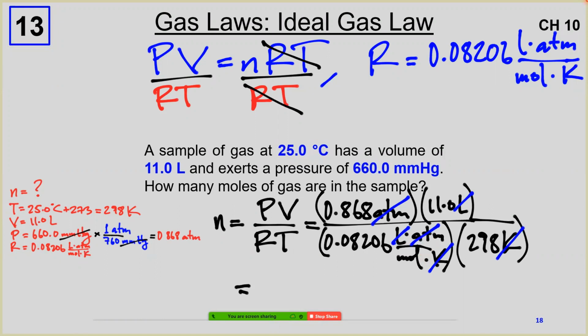All right, plug this into the calculator. 0.868 times 11 divided by 0.08206 and 298. So we get 0.390 mole.